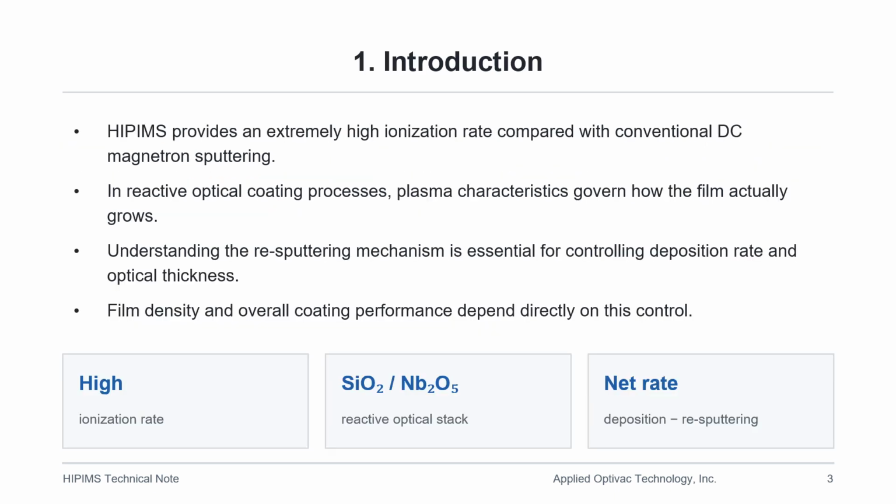HIPIMS differs from conventional DC magnetron sputtering in its much higher ionization rate. The three summary boxes frame the process. High ionization produces an energetic plasma. The application is a reactive SiO₂/Nb₂O₅ optical stack, and the relevant output is the net rate after re-sputtering is subtracted. Controlling this balance is essential for optical thickness, film density, and overall coating performance.